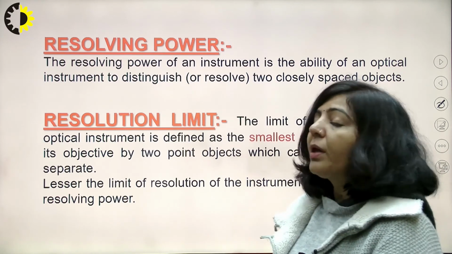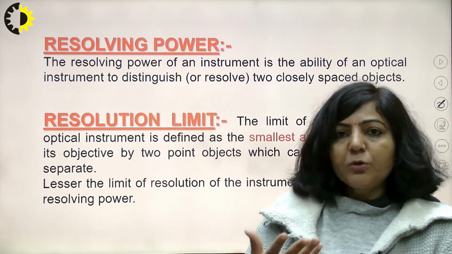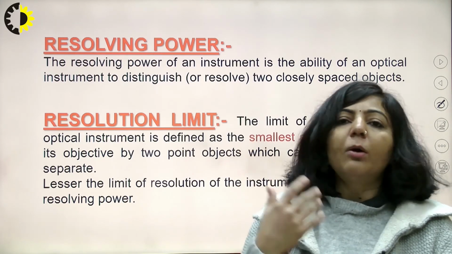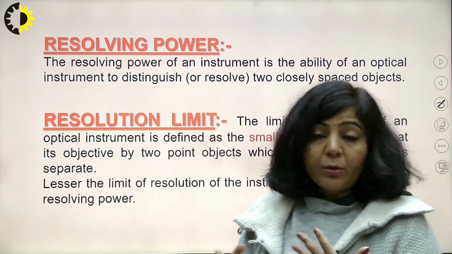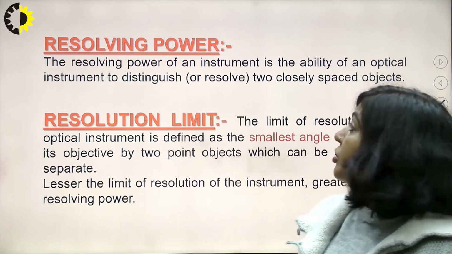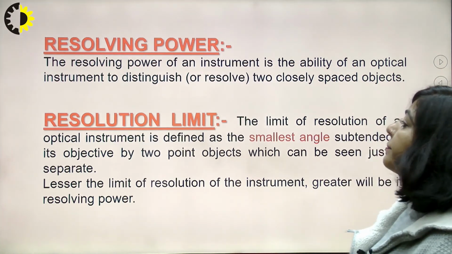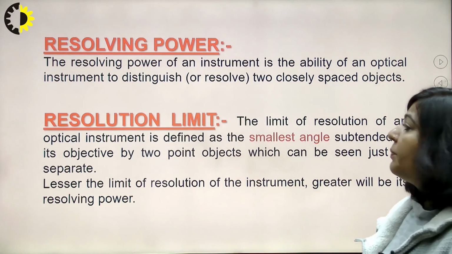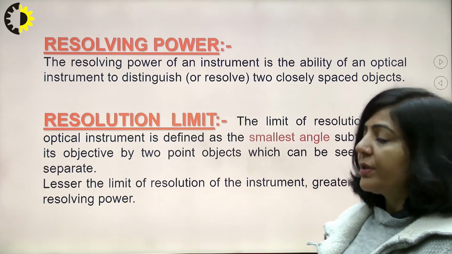And if we are talking about optical instruments, suppose we have a telescope and you want to observe stars through it. The ability of that telescope or optical instrument to resolve between two closely spaced objects is known as resolving power. And you have one more term here, which is known as resolution limit, or limit of resolution.